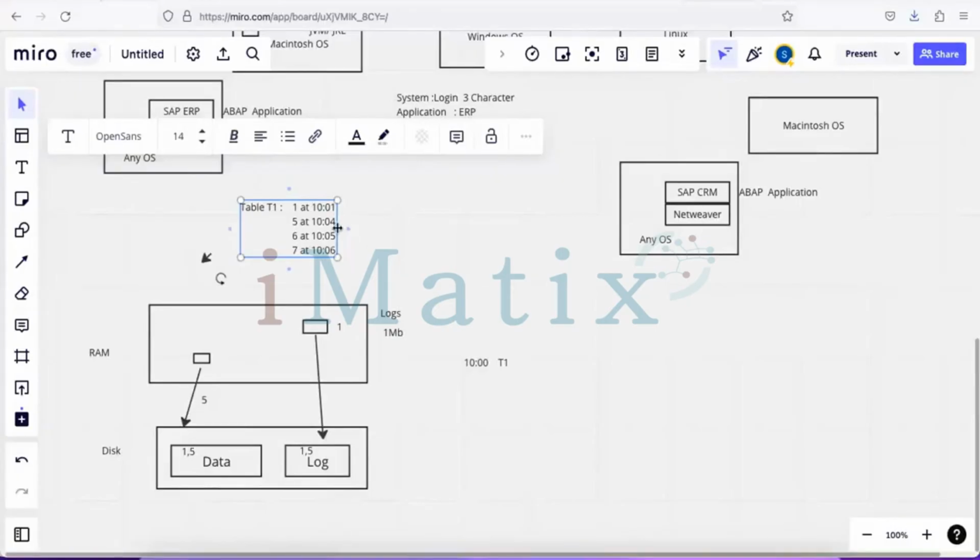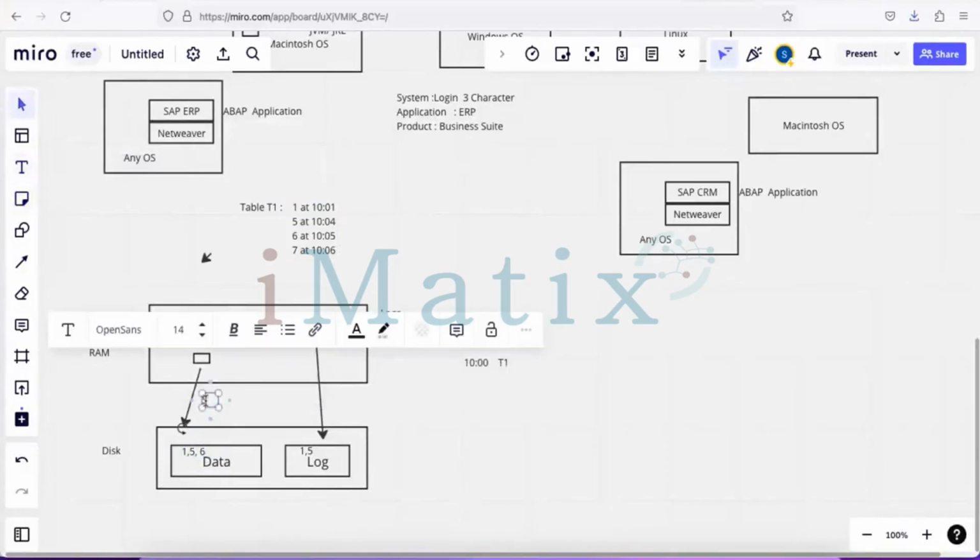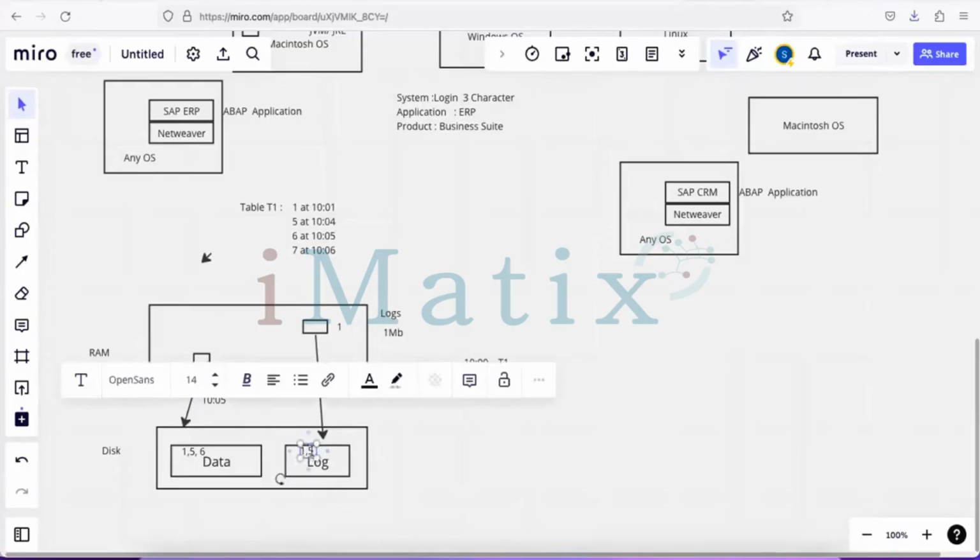Now the save point happened. When the save point happened, 156 is written into the data volume. At 10:05 the save point interval happened. 156 was written into the data volume, and we have 1567 in the log volume, because the log volume has the previous information as well as the new information. At 10:06 the 7 information has come here.